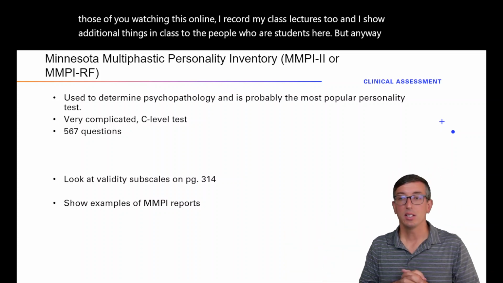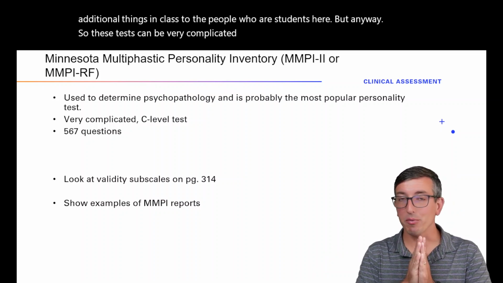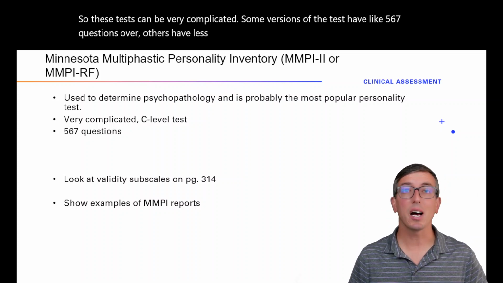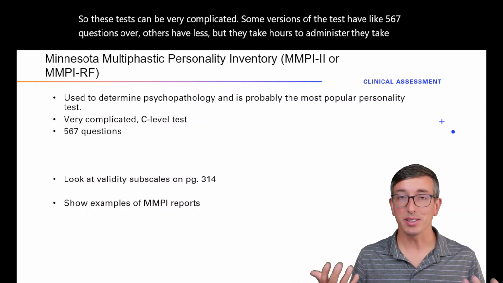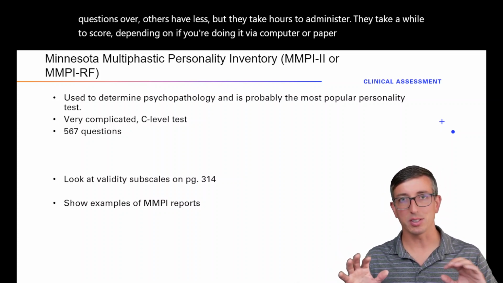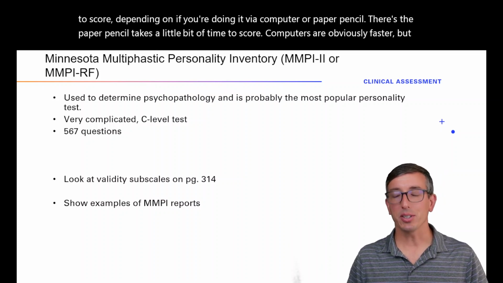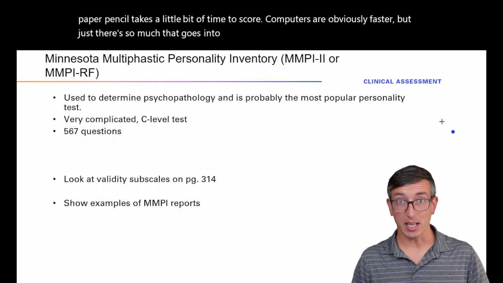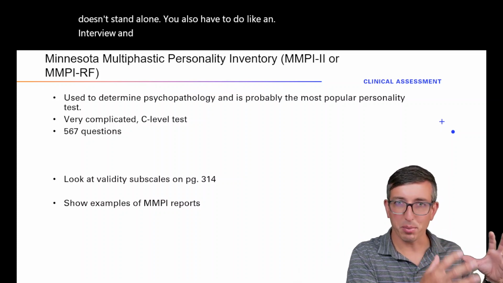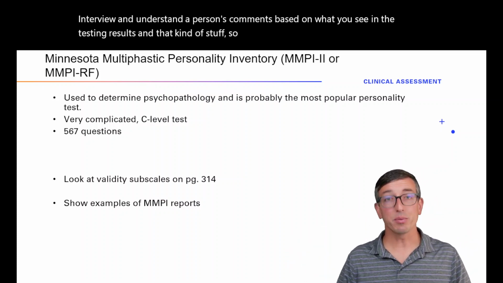But anyway, these tests can be very complicated. Some versions of the test have like 567 questions. Others have fewer, but they take hours to administer. They take a while to score, depending on if you're doing it via computer or paper and pencil. The paper and pencil takes a little bit of time to score. Computers are obviously faster, but there's so much that goes into understanding it, and the test doesn't stand alone. You also have to do an interview and understand a person's comments based on what you see in the testing results. So it's just a really complicated test.